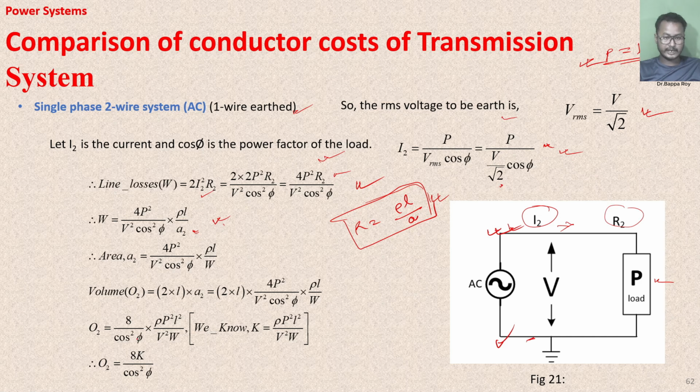We are getting 8 by cos square phi into rho P square L square by V square W. From the previous calculation we assumed that rho P square L square by V square W is equal to K. So putting K in place of this, it will come 8K by cos square phi. Finally, the volume V2 comes 8K by cos square phi. Simple calculation, not that difficult. Very simple, I think.